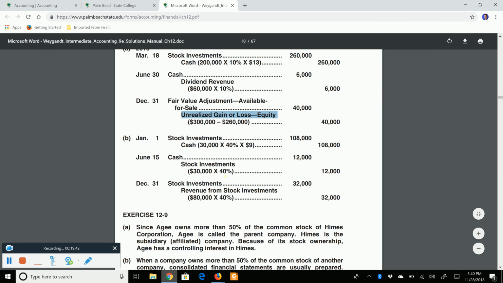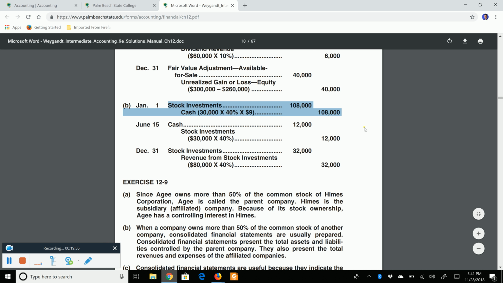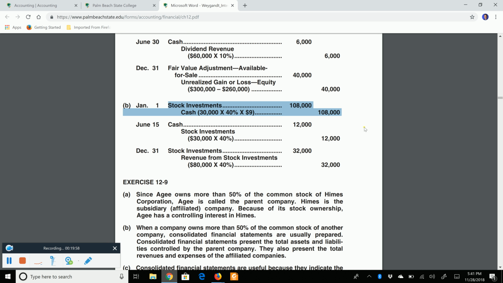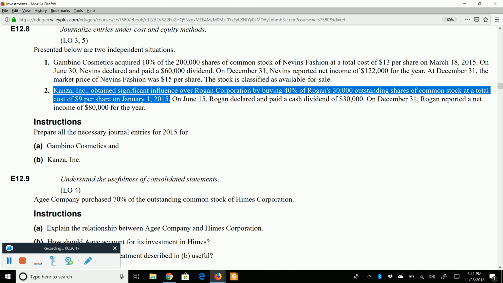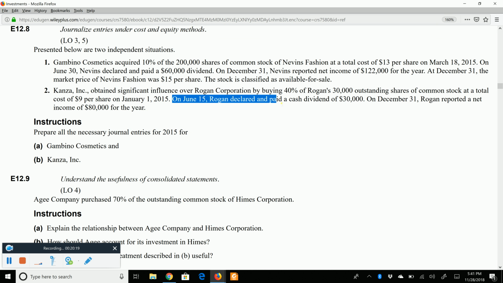And you can see the journal entry using the equity method, in this instance, is exactly the same as the cost method. When you originally buy the investment, you will actually debit the stock investment account, and you will reduce, because we paid cash, we will reduce the cash account with a credit. Now this is where it differs. On June 15th, Rogan declared and paid a cash dividend of $30,000.